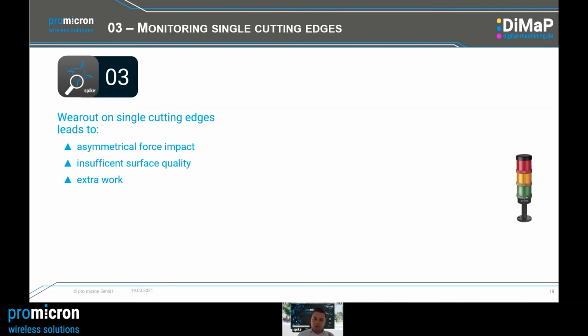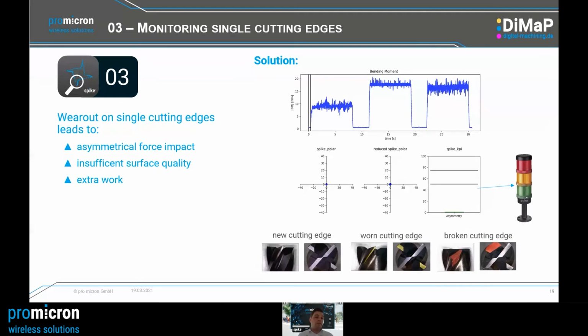The third benefit, the third feature we would like to discuss, is monitoring systems that can detect single cutting edge wear. Why is it interesting to see single cutting edge wear? Because of two reasons. An asymmetric force load leads to faster wear. The end of tool lifetime can be reached faster and unexpectedly, and the surface quality cannot be expected to be as stable as before. That's why we see a huge benefit in monitoring the single cutting edge, especially in finishing operations.